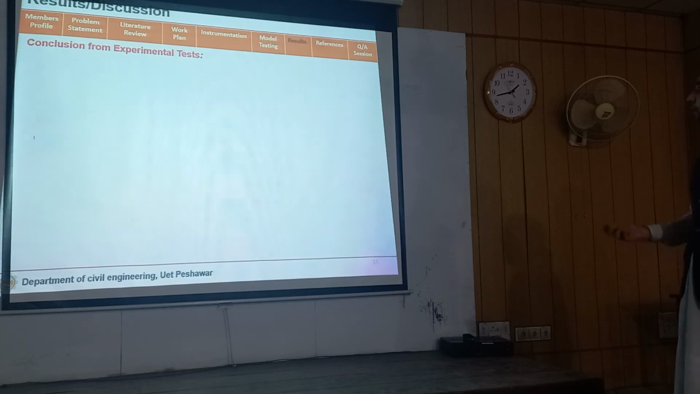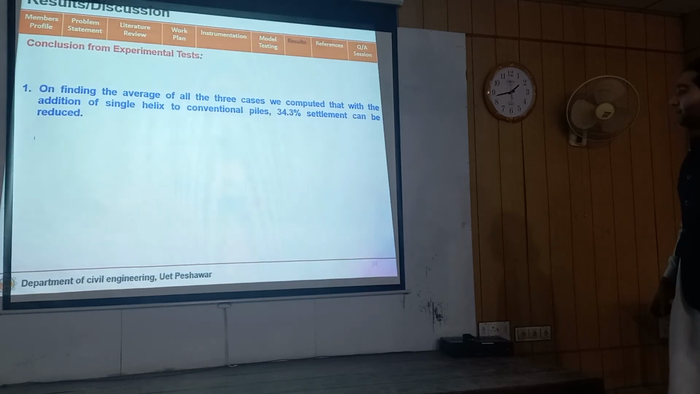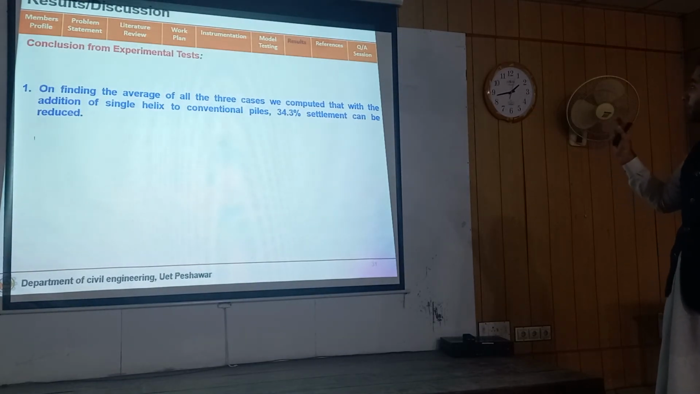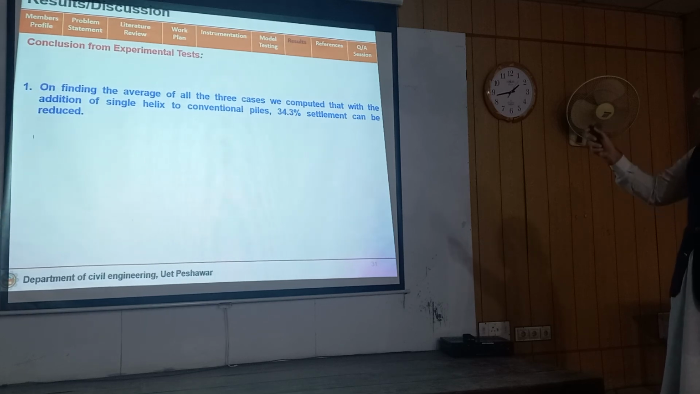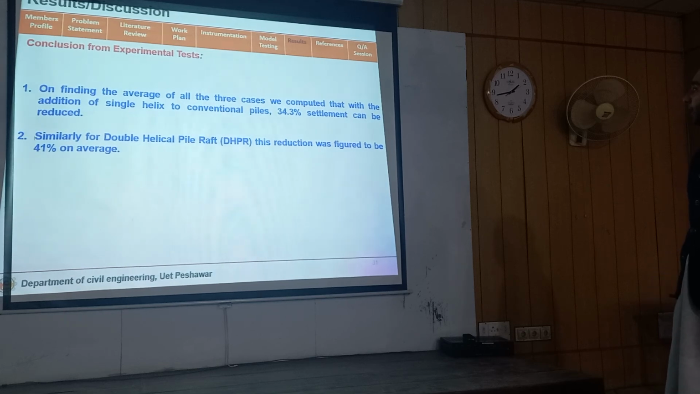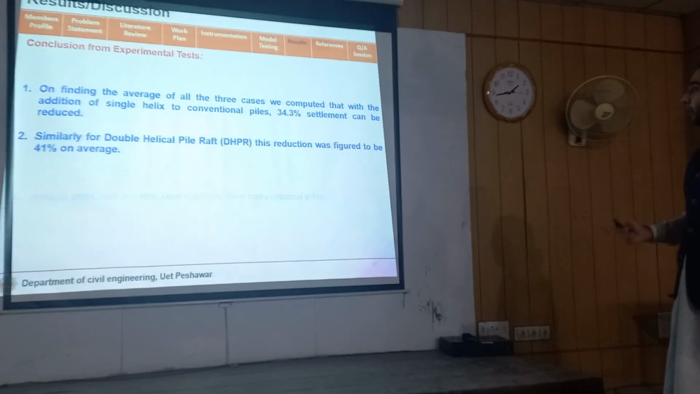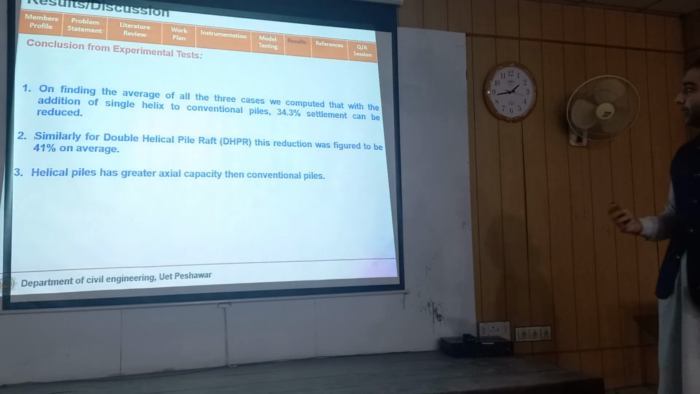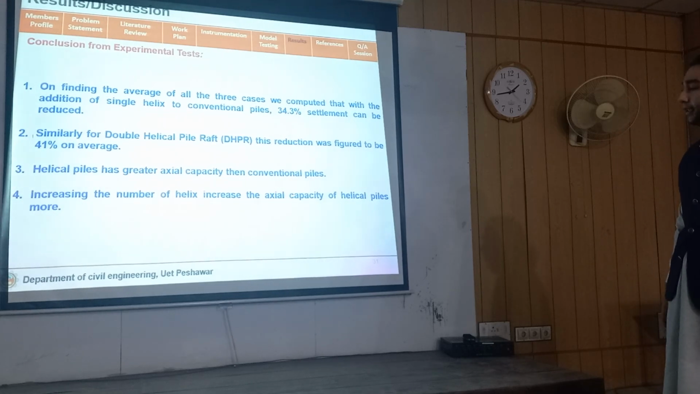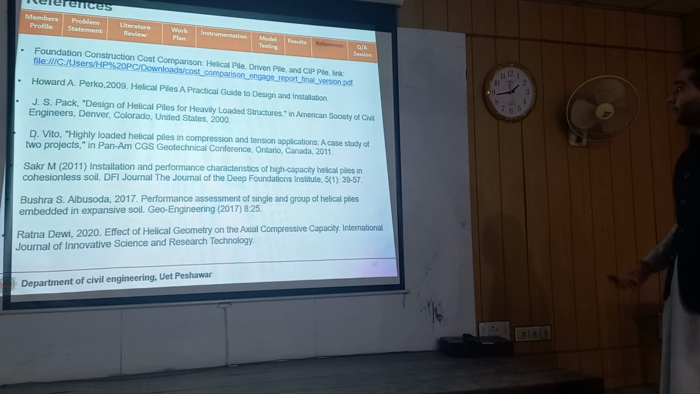We draw a couple of conclusions from our experiment. We found out the average value of the percentage reduction in settlement. In case of single helix, the average value was around 34.3%, and in case of double helix, the reduction in settlement was around 41%. Hence, helical piles have greater axial capacity than conventional piles, and increasing the number of helix increases the axial capacity of helical piles. And these are the references of our presentation.